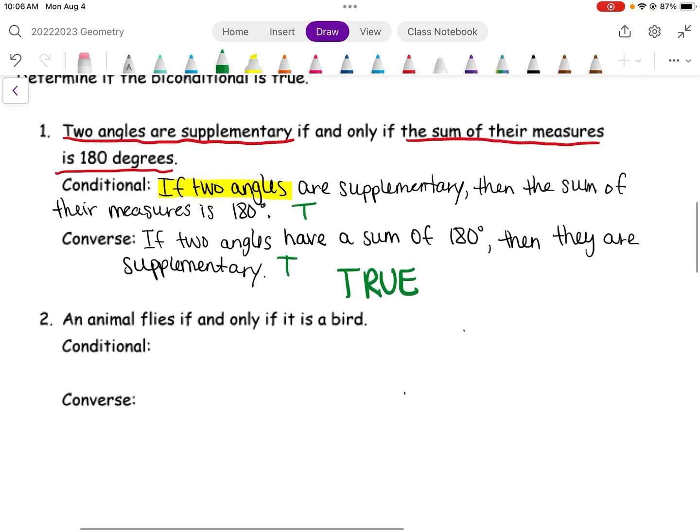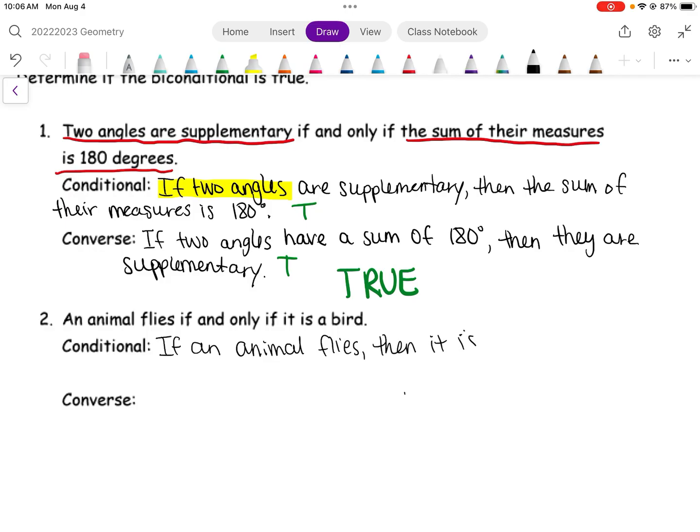Number 2, we had one similar to this on the last lesson. An animal flies if and only if it is a bird. So the conditional would be if an animal flies, then it is a bird. And again, you can keep the subject up front. So we're talking about an animal. You can keep that: if an animal is a bird, then it flies.